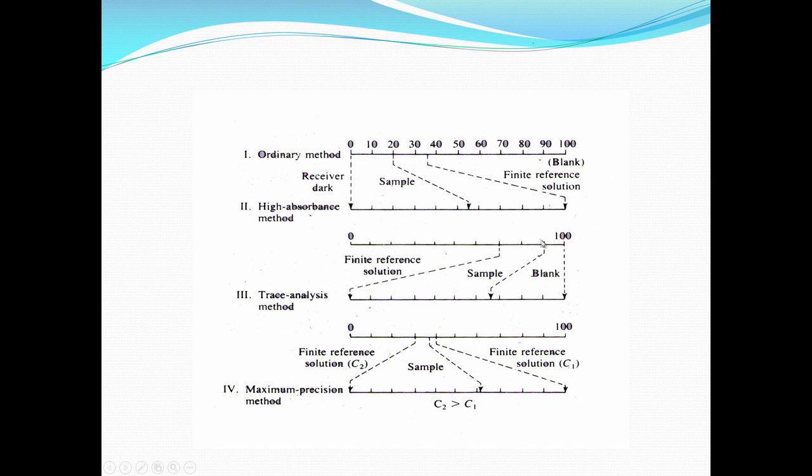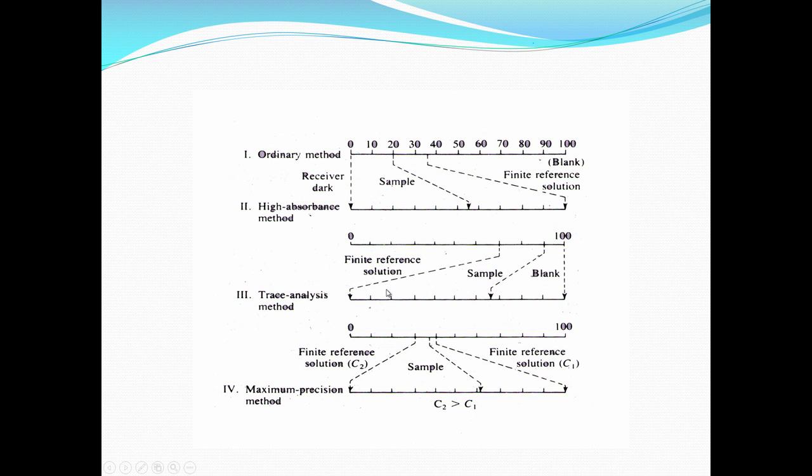So, any sample in between these two standards, the scale is expanded from here to here, that is 0 to, I will say, about 35%. This is known as the trace analysis method, because the sample is highly transparent here, and the error if I measure without any adjustment will be very high. So, I am expanding the scale from here to here, between, let us say, 90, 80, 70, 75% to 0% transmittance.